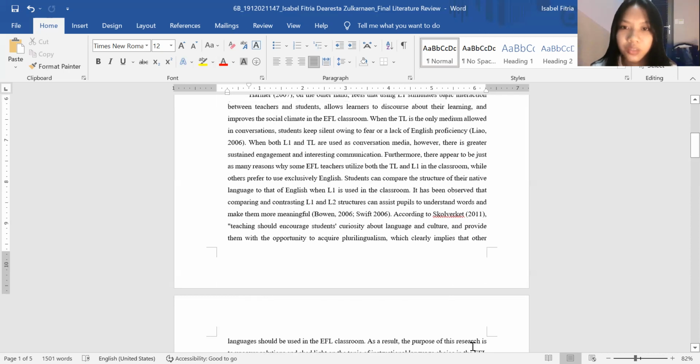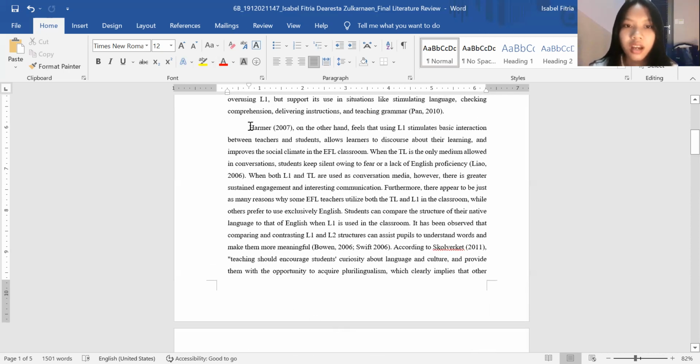And it started with Harmer 2007, on the other hand, feels that using L1 stimulates basic interactions between teachers and students, allows learners to discourse about their learning, and improves the social climate in the EFL classroom.